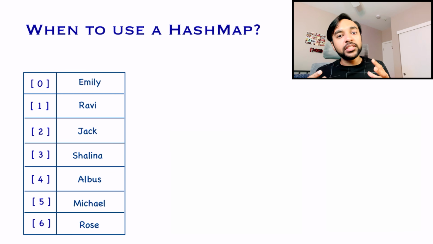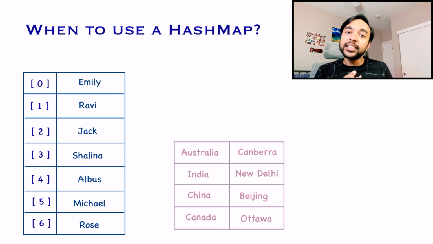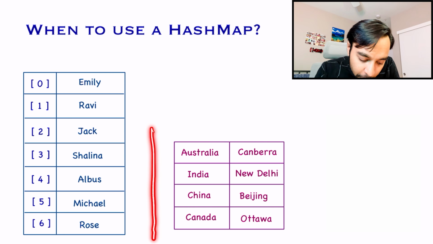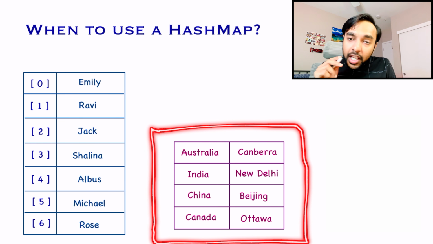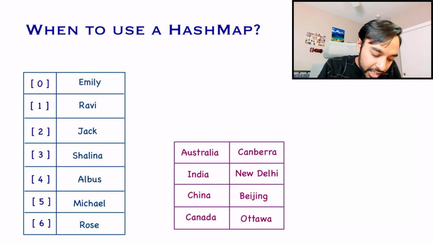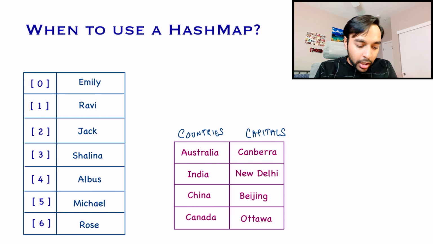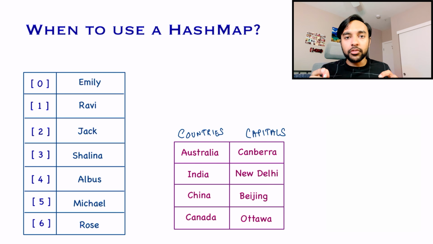But what happens when your data type changes? Let us say I ask you to store all the countries and capitals. What will you do then? So this is where you can use a hash map. So in your map, you know that these are all my countries and these are all the capitals. So now you can start storing all of these values.